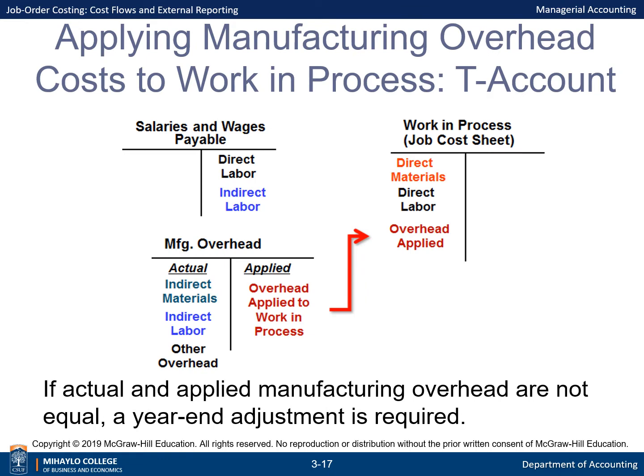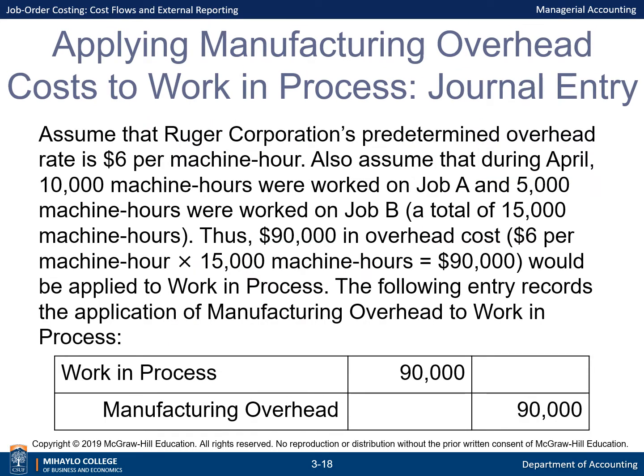Manufacturing overhead applied is recorded with a debit to work in process and the job cost sheet, and a credit to manufacturing overhead. The manufacturing overhead account is a clearing account. If actual and applied manufacturing overhead are not equal, a year-end adjustment is required. The journal entry to record the application of overhead to work-in-process inventory debits work-in-process and credits manufacturing overhead for the amount of applied overhead. Predetermined overhead rate of $6 per machine hour times 5,000 actual machine hours worked.